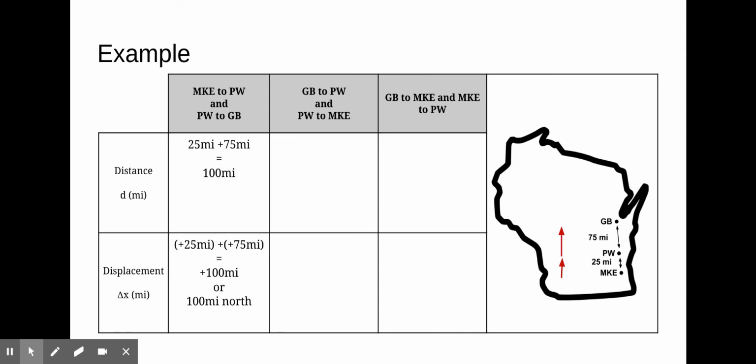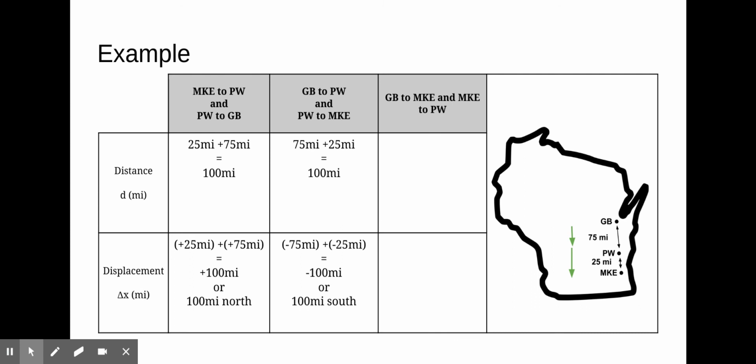If we look at the second example, we can go from Green Bay down to Port Washington and then Port Washington to Milwaukee. Here, the first leg of our trip is 75 miles. Second half is 25 miles for a total of 100 miles of distance traveled. Whereas with displacement, we go 75 miles south and then another 25 miles south for a total of 100 miles south. We can write it just the word south afterwards or put negative 100 miles here.